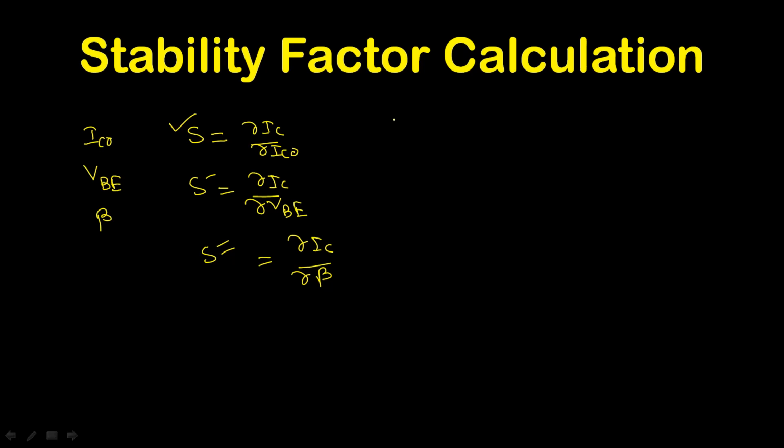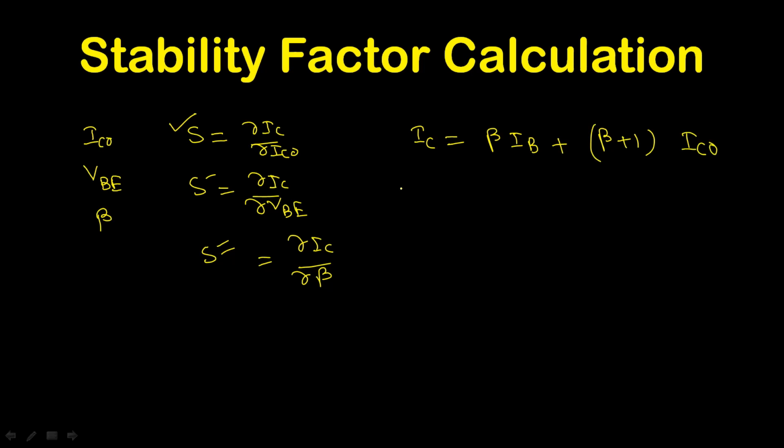Now there is a general methodology to calculate the S value of any BJT circuit. We are familiar with the BJT current equation that IC equals beta IB plus (beta plus 1) ICO.